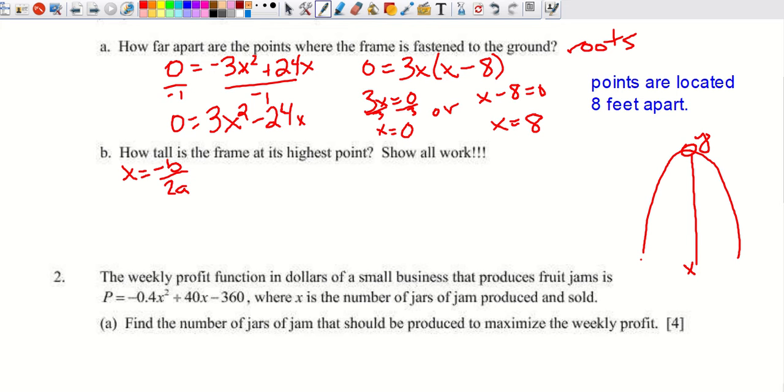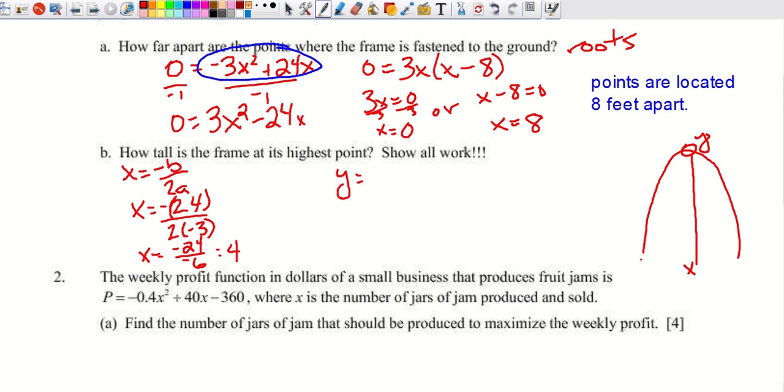Now in the original equation, b is 24, so x equals the negative of 24 over 2 times a, which is negative 3. And so this turned into x equals negative 24 over negative 6, which means x is equal to 4. All right, and we're going to plug that into the equation. So y equals negative 3 times 4 squared plus 24 times 4.